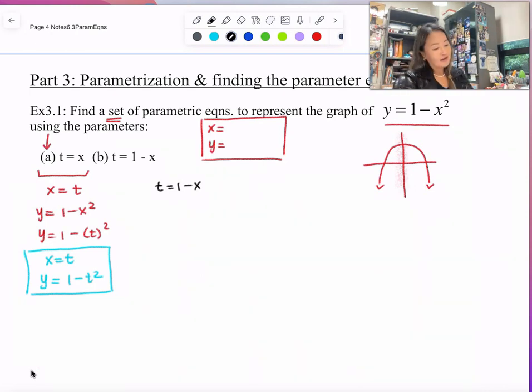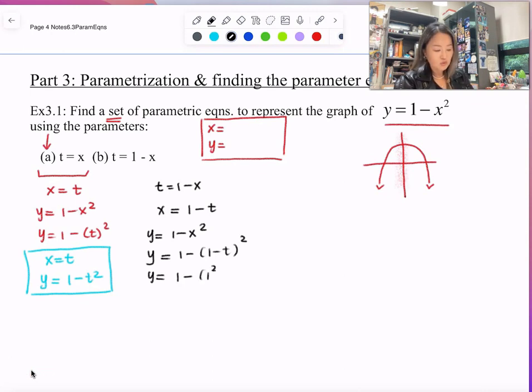Welcome back. Okay, so now x is equal to 1 minus t. You already got x, you're halfway there. Well, you know that y is given as 1 minus x squared, so whenever you see x, substitute a t. 1 minus (1 minus t) squared. Now, when I do the magic here, I get 1 minus 1 minus 2t plus t squared. I'm going to distribute the negative, but I already know that's going to produce my y value.